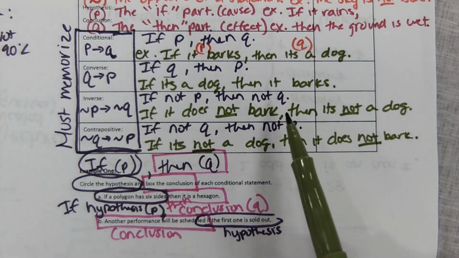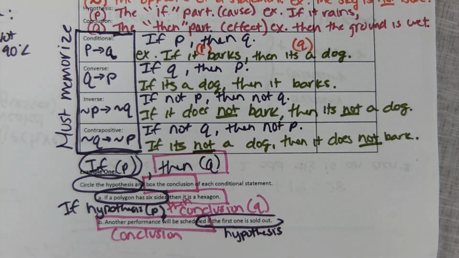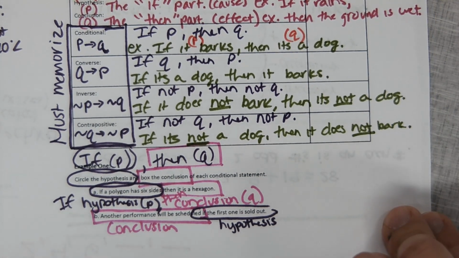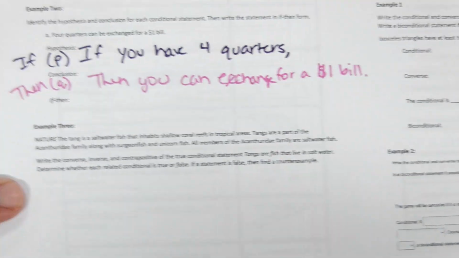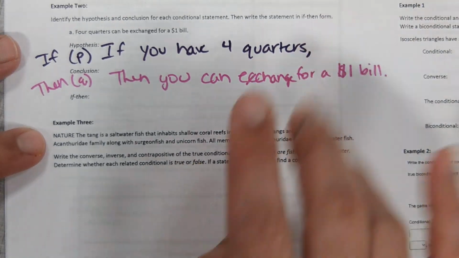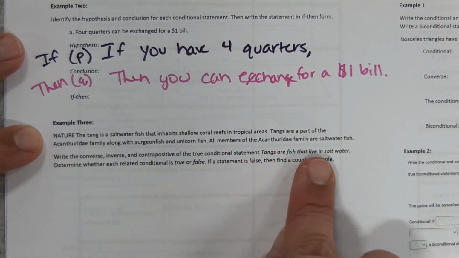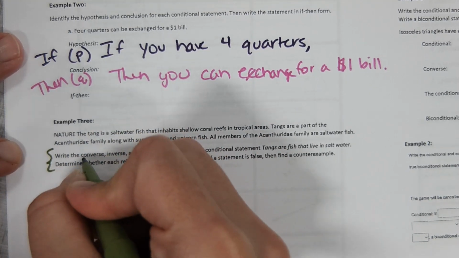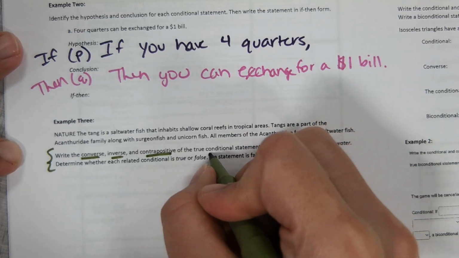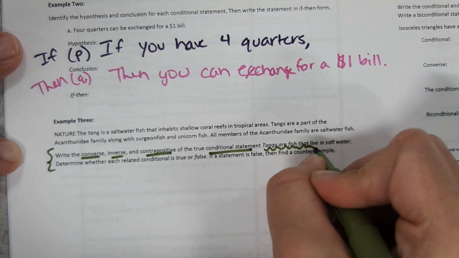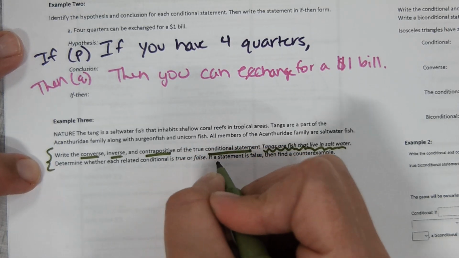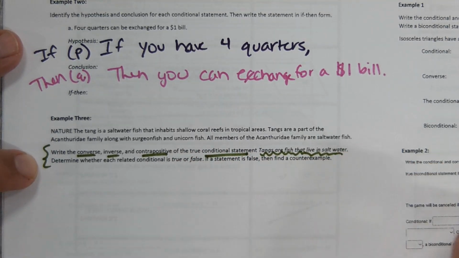Okay. Then we're going to practice this one more time with the next example. So when you get a chance, flip it. Okay. Example 3 right here. It talks about a tang, and then it says, write the converse, inverse, and contrapositive of the true conditional statement. Tangs are fish that live in salt water. Determine whether each related conditional is true or false. If the statement is false, then find a counterexample.